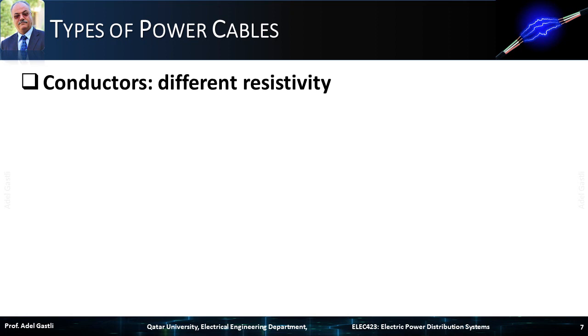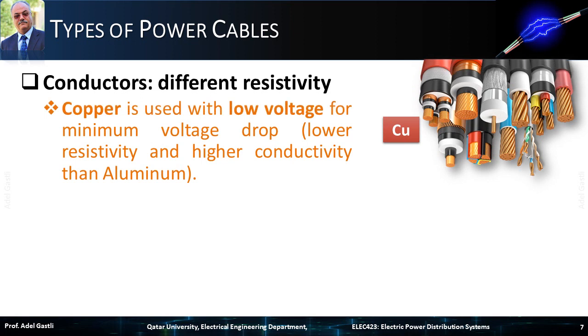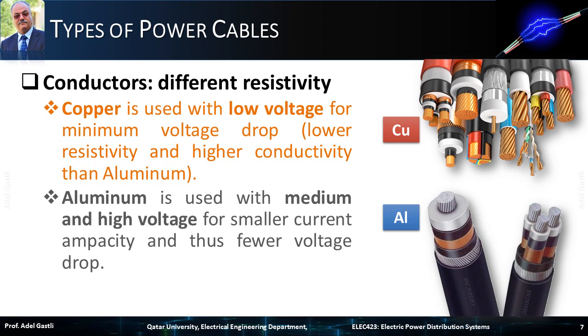The next classification is based on conductor conductivity and its material type. We distinguish mainly 2 types, copper and aluminum. For instance, copper is used with low voltage for minimum voltage drop, because it has lower resistivity and higher conductivity than aluminum. While aluminum is used with medium and high voltage, for smaller current ampacity, and thus less voltage drop.